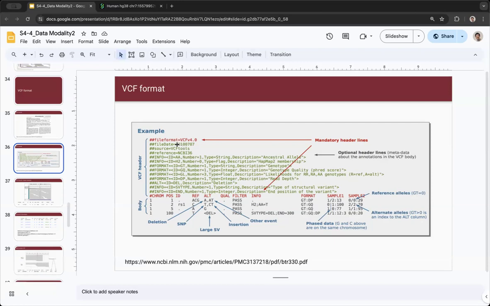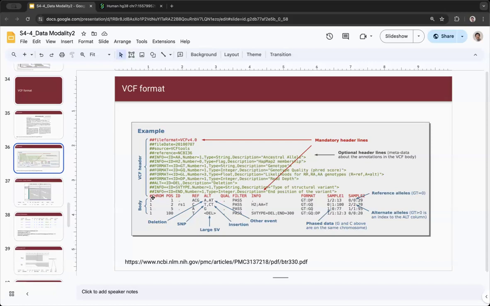Metadata means, for example, which version of the file you stored, so we say version 4.0, and which date you created the file, 2010, July 7th. Also which bioinformatics tools you used to generate the information, such as VCFtools, and which genomic reference you used, NCBI 36. Below that, you have all the information we get from the VCF format.